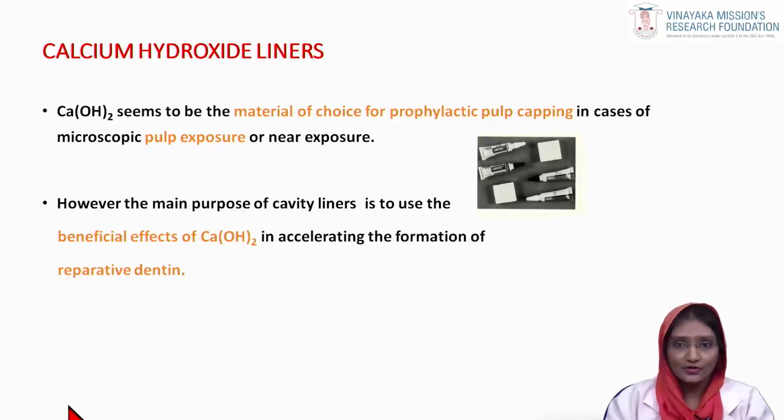Moving on to the calcium hydroxide liners. Calcium hydroxide seems to be the material of choice for prophylactic pulp capping in cases of microscopic or near pulpal exposure. However, the main purpose of the cavity liners is to use the beneficial effects of the calcium hydroxide, which accelerates the formation of reparative dentin from the pulp.